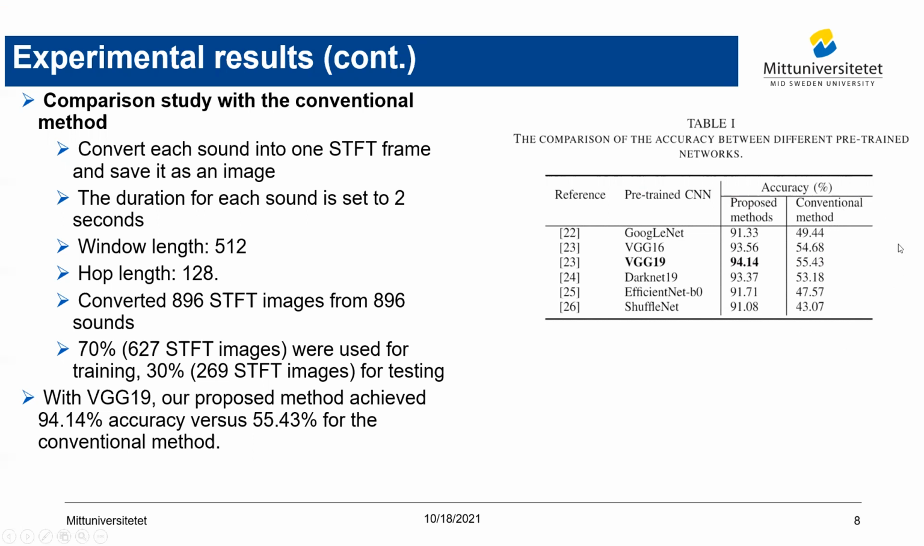This column of the table shows the comparison results when we use the conventional method with VGG19 as a classifier. The accuracy reached 55.43%, much lower than our proposed method, which reached 94.14%.